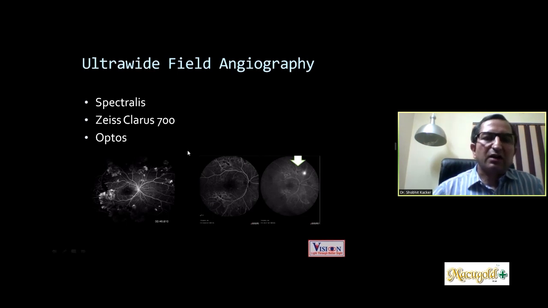Now there are these ultra-wide field angiography machines that are available. There's Spectralis, there's Zeiss Clarus 700 and Optos, which give excellent viewing capabilities, showing areas of NVE in the periphery, non-perfusion areas. So we can plan our treatment much better and prevent further visual losses.